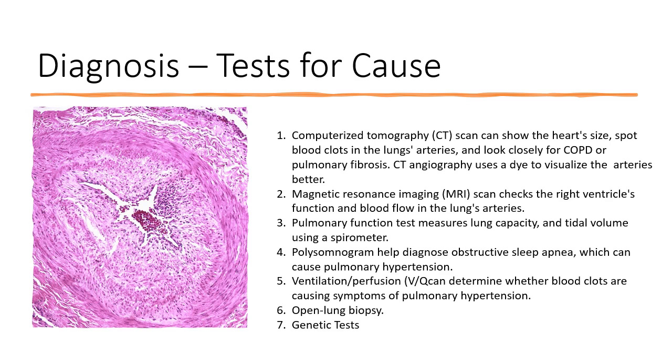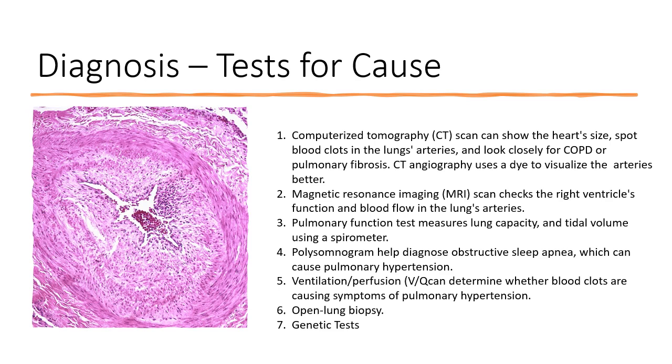The following tests are used to check the condition of the lungs and pulmonary arteries and further determine the cause of pulmonary hypertension. First is computed tomography scan, which can show the heart's size, spot blood clots in the lungs arteries, and look closely for lung diseases that might lead to pulmonary hypertension, such as COPD or pulmonary fibrosis. CT angiography uses a dye to visualize the arteries better. Second, magnetic resonance imaging or MRI scan uses a magnetic field and pulses to check the right ventricular function and blood flow in the lungs arteries.